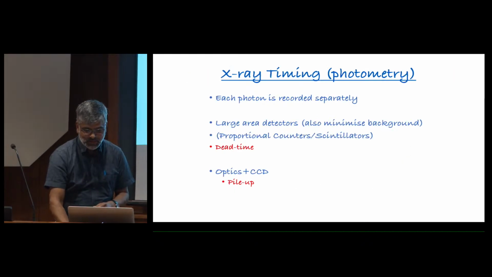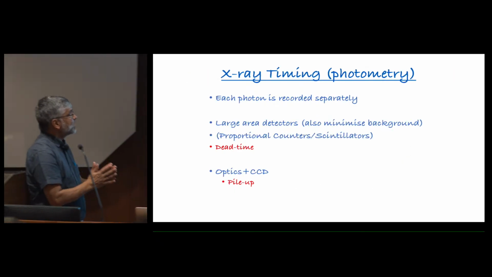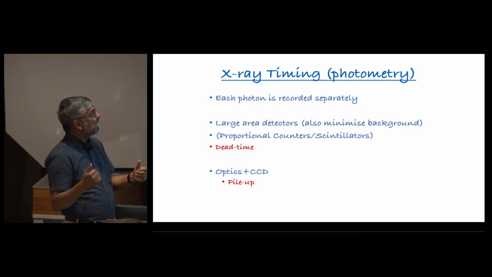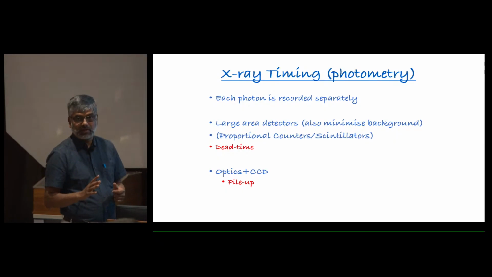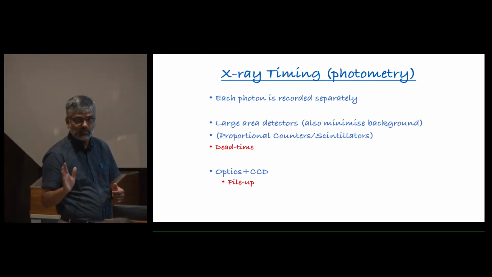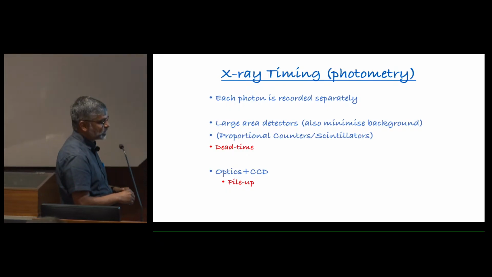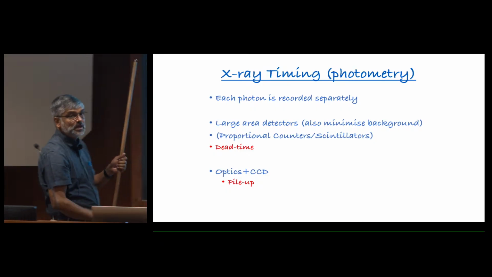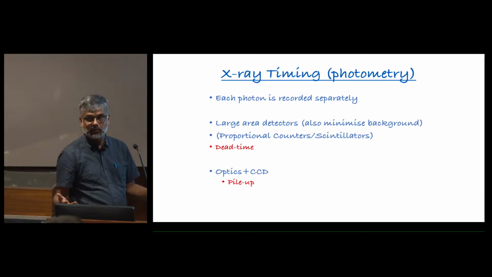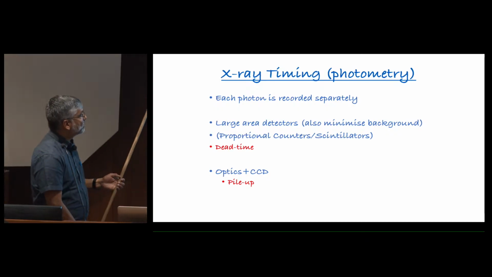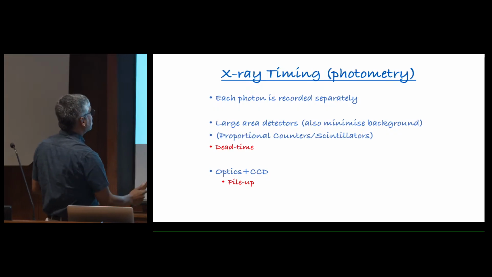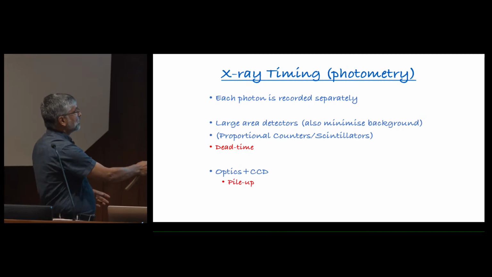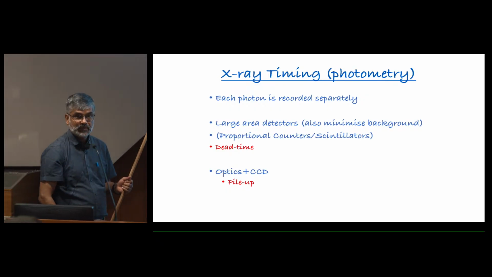Okay. So, X-ray timing, the most important thing is you need a large area detector, and each photon timing has to be recorded correctly. That is mostly electronics, not so much about the detector. And when you are using large area detectors, you have to consider how to minimize the background. Large area means its internal background itself will be high. So, proportional counters, scintillators, these are basically materials for making very large area detectors. Two issues one has to be careful about are dead time and pileup.